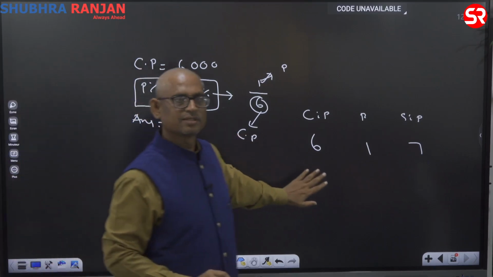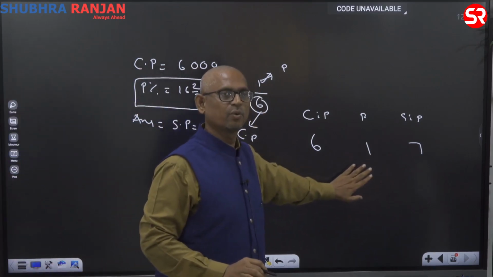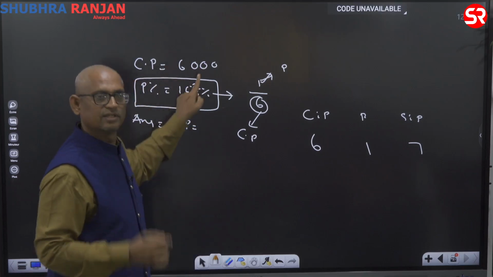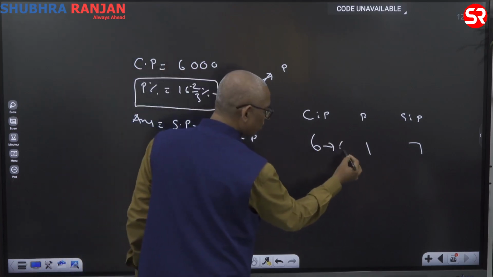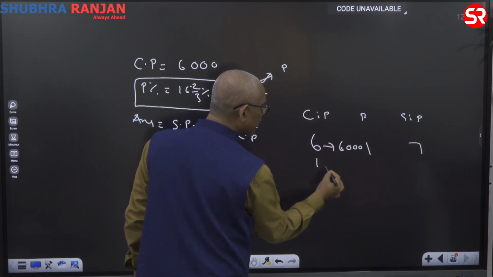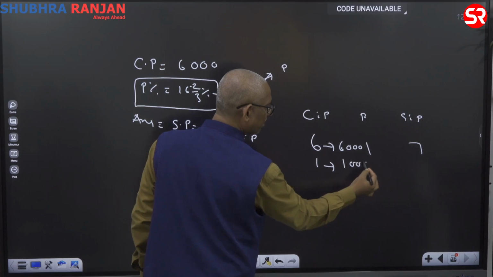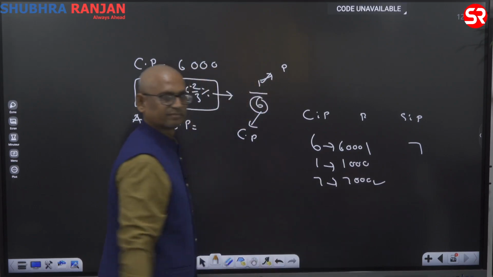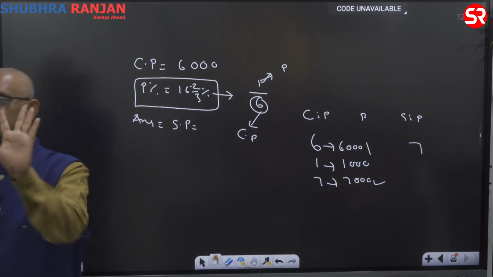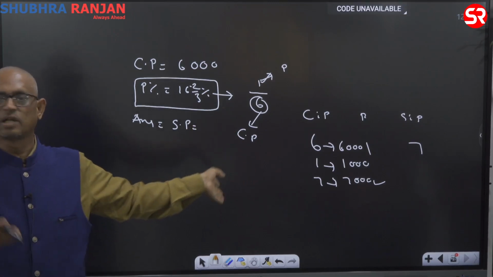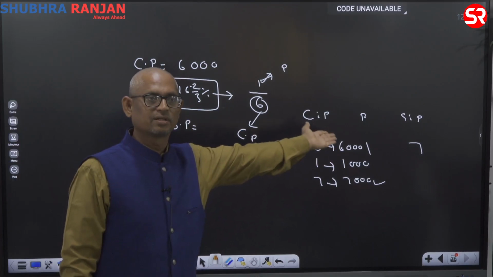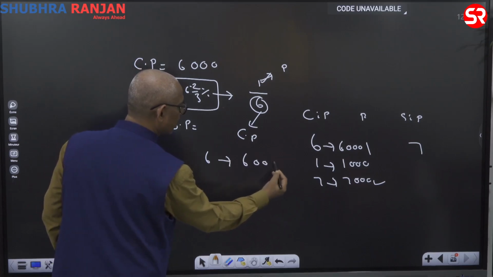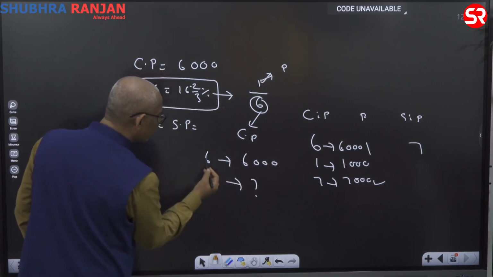Cost price units is how much? 6. Profit is how much? 1 unit. The selling price unit is how much? As per the problem, what is the cost price? So 6 units is 6,000. Then what is 1 unit? 1,000. What is 7 units? 7,000. That's all, the problem is over. Less by more by less, whatever it may be. You can apply whatever logic or directly you can apply. 6 means 6,000, so 1 means what? 1,000. Even if you apply it like this also it is okay. 6 is 6,000. Then 1 means, so are the units reduced or increased?